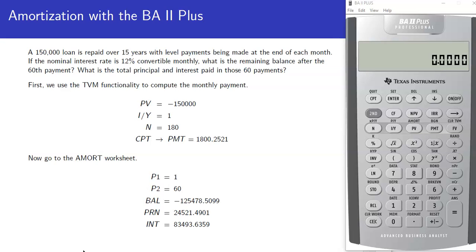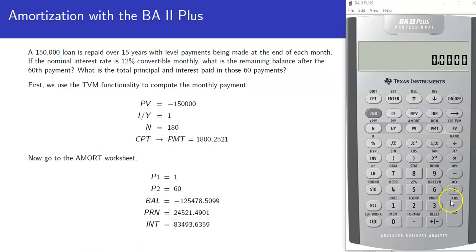We're being asked here to compute what's the remaining balance after the 60th payment, and what's the totality of principal and interest included in those 60 payments. We can answer all of these questions by simply looking at the amortization worksheet on the VA2 Plus.